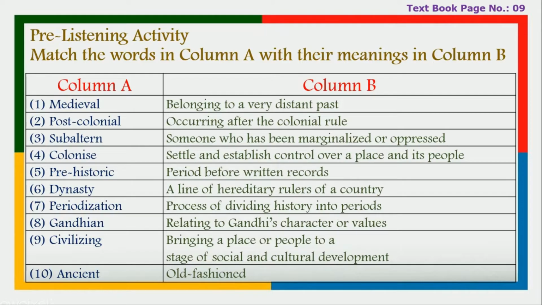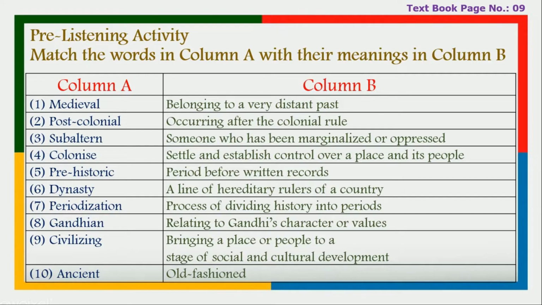Task answer for textbook page number 9. Pre-listening activity. Match the words in column A with their meanings in column B. Here in column A, some words are given and you want to match the words with column B. First one, medieval. It means belonging to a very distant past. Second one, post-colonial. It means occurring after the colonial rule. Third one, subaltern. It means someone who has been marginalized or oppressed.